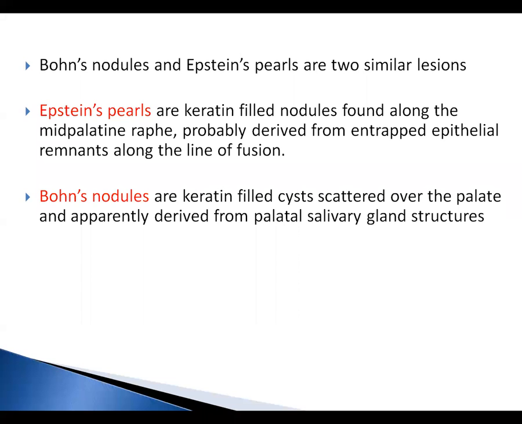The Epstein pearls are the keratin-filled nodules found along the midline raphe, probably derived from the entrapped epithelial remnants along the line of fusion, and Bohn's nodules are the keratin-filled cysts scattered over the palate and apparently derived from palatal salivary gland structures. So Bohn's nodules and Epstein pearls are very similar structures, but they are distinguished because of their formation and the location.